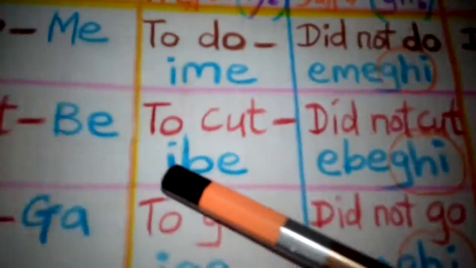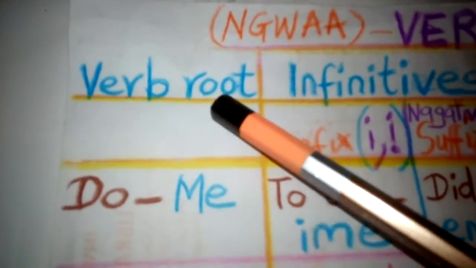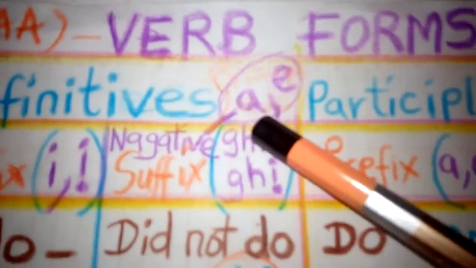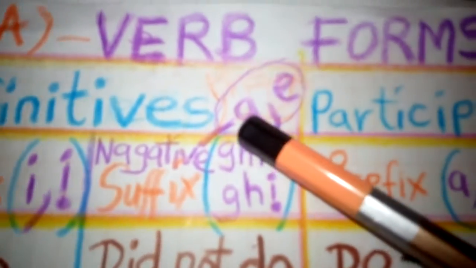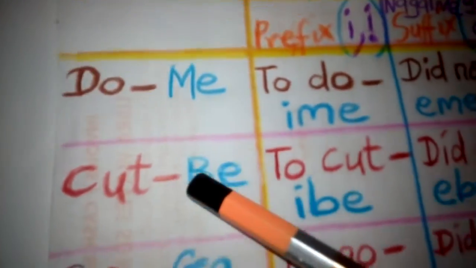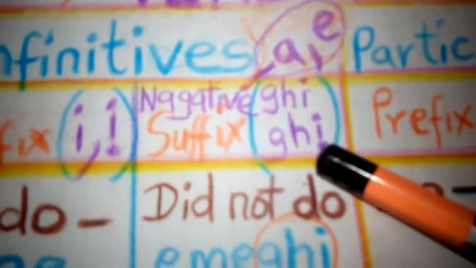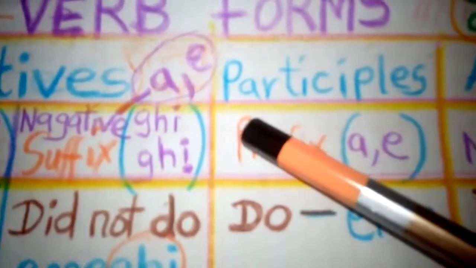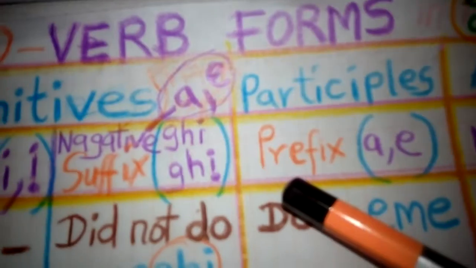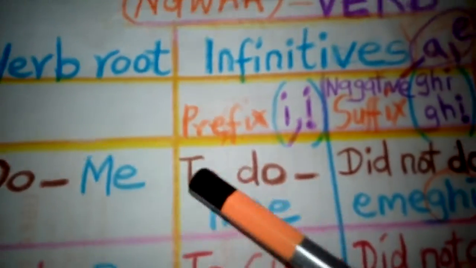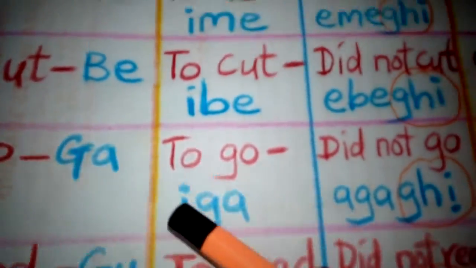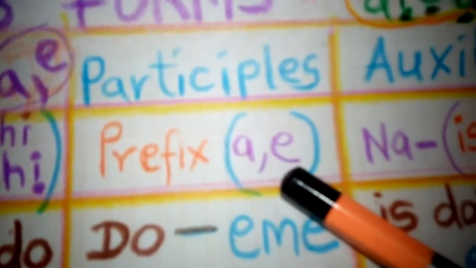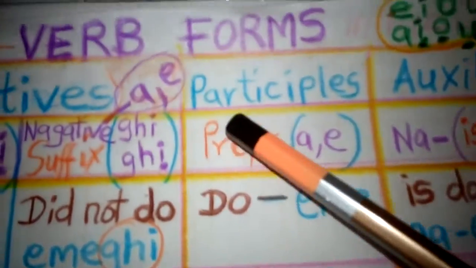If what is in the sentence is a verb root like this, you just add a or e, a or a in the Igbo language, in front here, and then add the negative suffix at the back like this. So the same thing applies in participles. The participle is when you remove this i or e and replace it, just the same as the negative infinitive, with a or e as a prefix. So that is a participle.